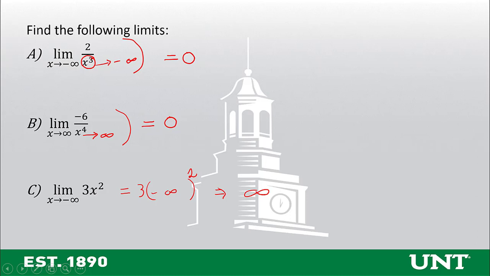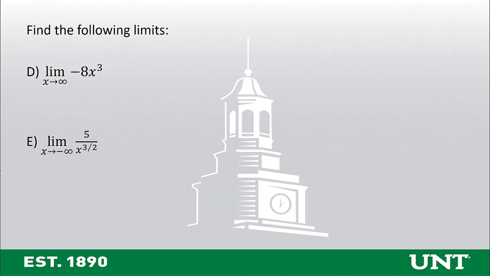Let's continue and do some more. Part D. Find the limit as x approaches infinity of negative 8 times x cubed. As x approaches infinity, so does x cubed. Multiply that by negative 8, and we get that the limit as x approaches infinity of a negative number, that's negative 8 times x cubed, is going to be negative infinity.